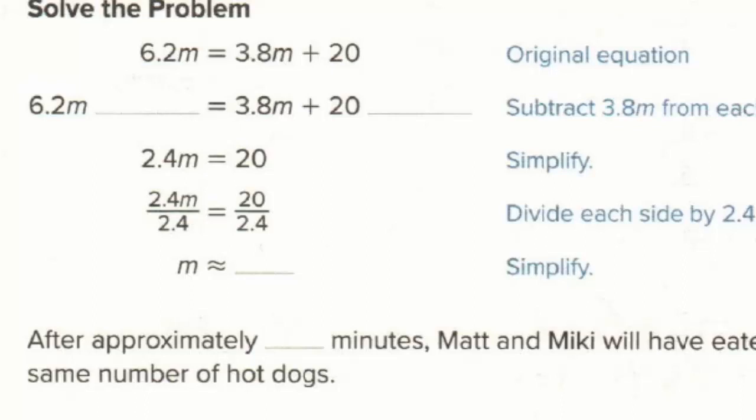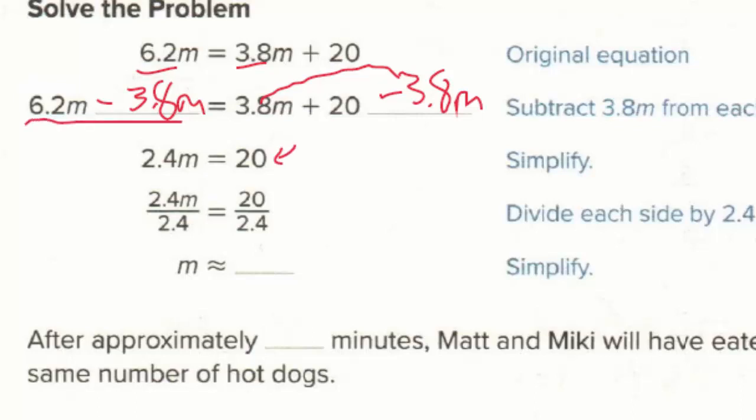First thing I'm going to look at is the coefficient of each of the variables and eliminate whichever one is smaller. So 3.8 is obviously smaller, so I'm going to eliminate by subtracting 3.8m on both sides. The reason I do that is I want variables on only one side, and I get rid of the smaller one so I don't end up with a negative coefficient in the end. On the right-hand side, we have 3.8m minus 3.8m, which gives us 0m, so that zeroes out, leaving 20 on the right-hand side.